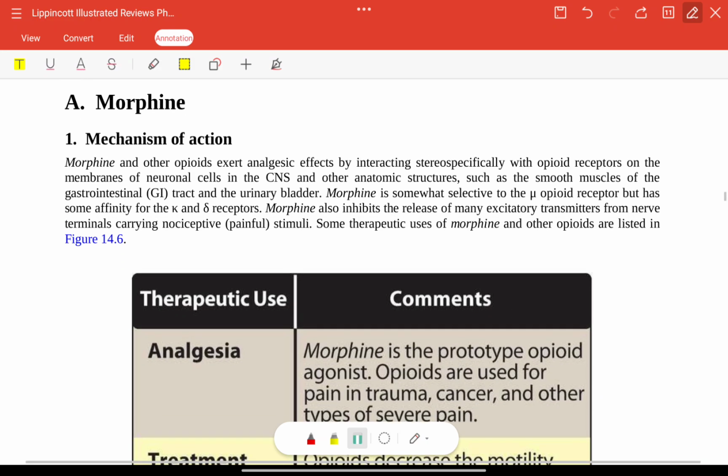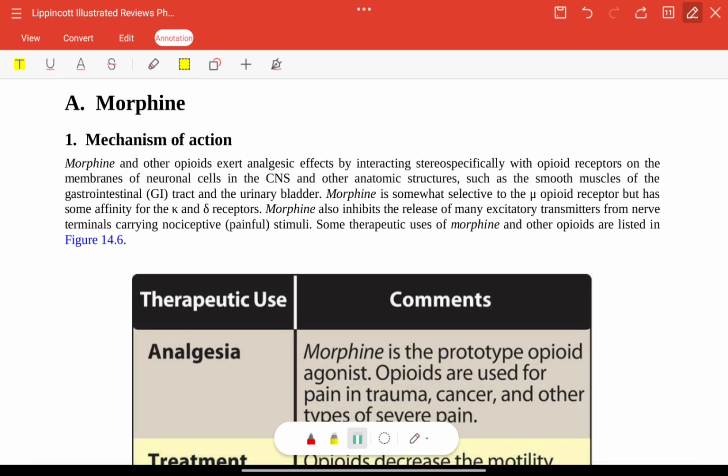Okay, now we'll have a look at the morphine mechanism of action. Morphine and other opioids exert their analgesic effect by interacting with opioid receptors on the membranes of the neuronal cell in the CNS and other anatomic structures such as smooth muscles.